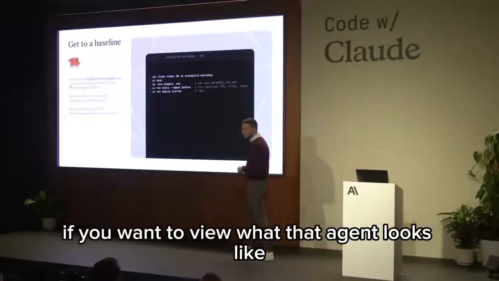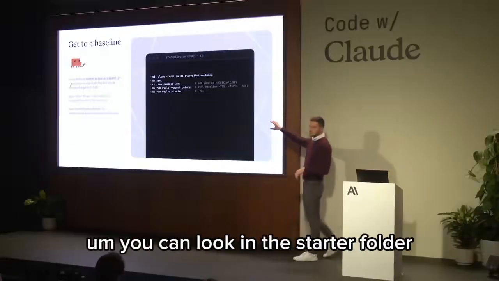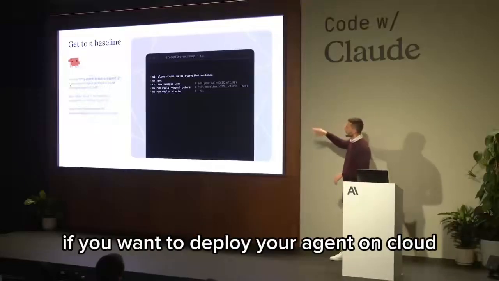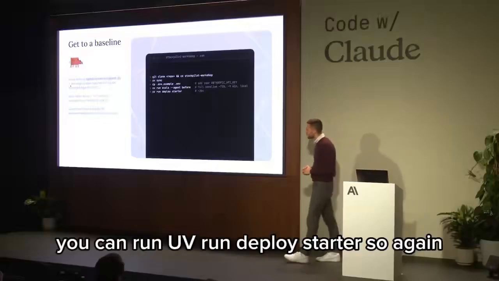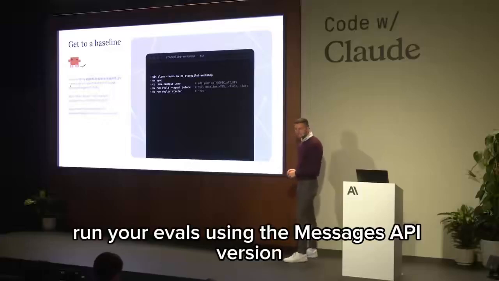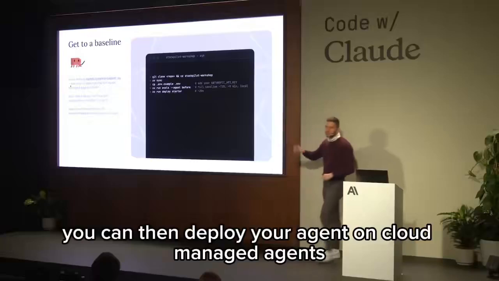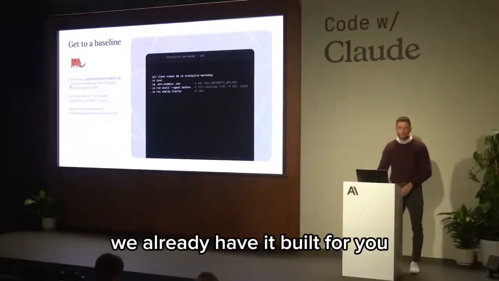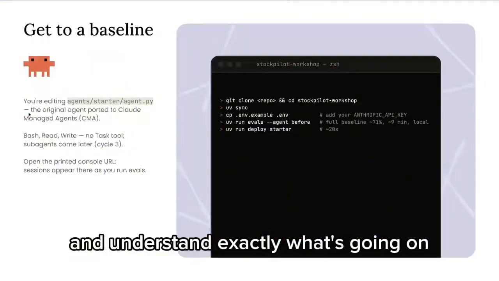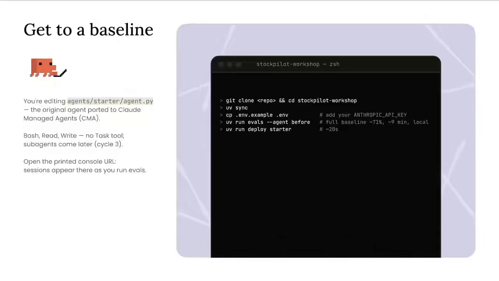If you want to view what that agent looks like when deployed on Claude managed agents, you can look in the starter folder, which exists right below that. If you want to deploy your agent on Claude managed agents, you can run uv run deploy starter. So again, run your evals using the messages API version, --agent before. You can then deploy your agent on Claude managed agents. We already have it built for you. And it's really easy to use Claude Code to compare the 2 and understand exactly what's going on and what some of the differences are with Claude managed agents.